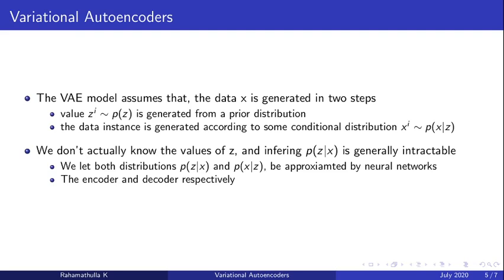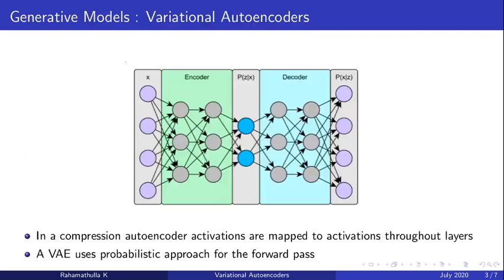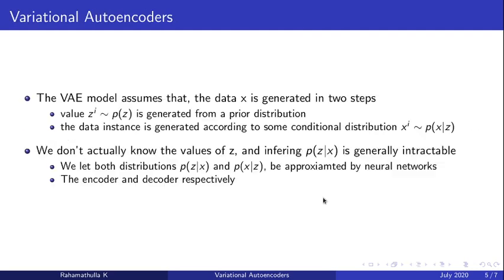But we don't actually know the values of Z, and inferring P of Z given X is generally intractable. So what we do is we let both the distributions P of Z given X and P of X given Z be approximated by the neural network. So you give values at the input layer, and the probability values will be approximated by the neural network. Z given X will be the approximation values obtained at the end of the encoder, and X given Z will be given by the decoder.